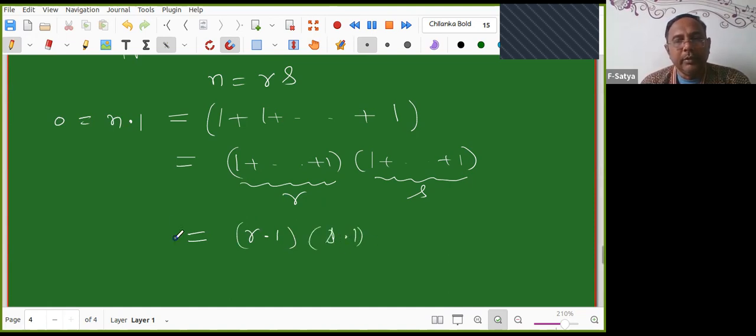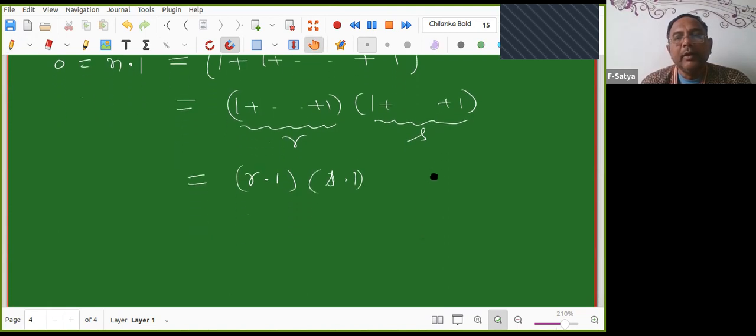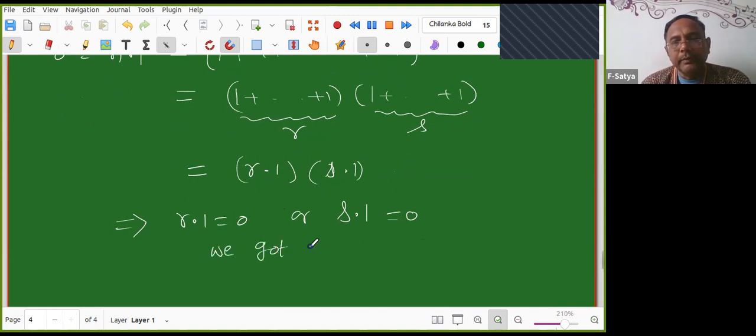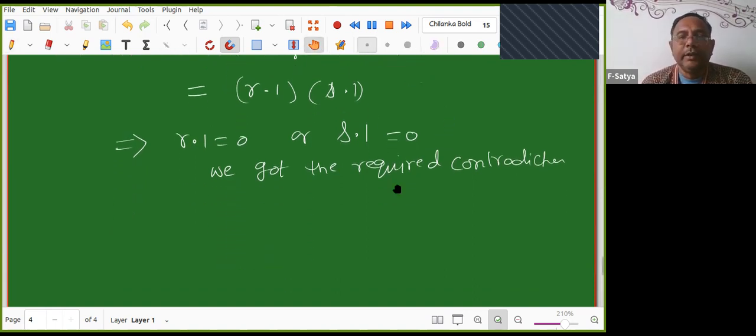It is equal to 0. Since it is an integral domain, this implies that either r times 1 is equal to 0 or s times 1 is equal to 0. So that is a contradiction. We got the required contradiction. Why? Because n is the smallest positive integer with that property, but now I got r less than n satisfying that. So this part is done.